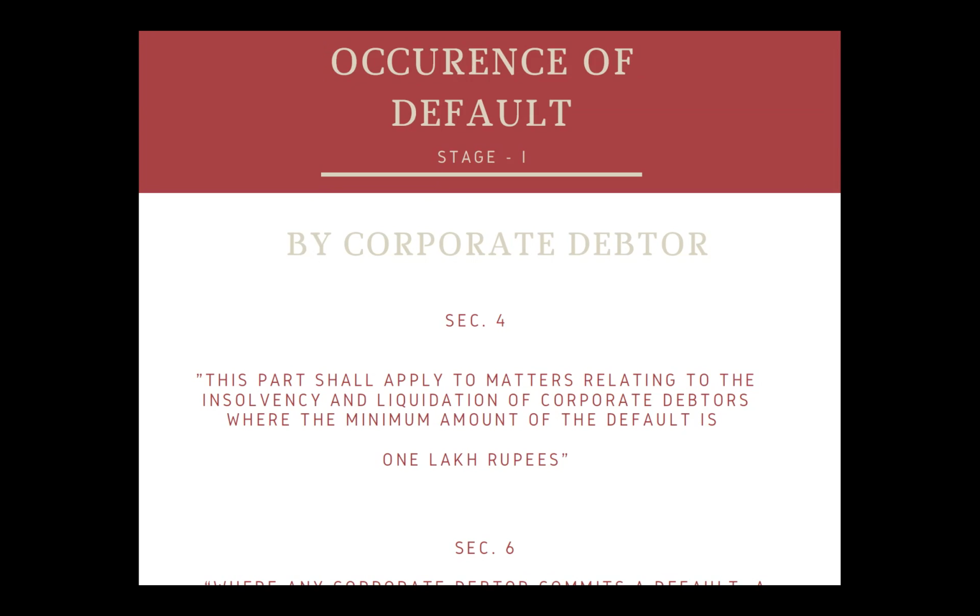Under the code, such a corporate entity that has committed a default is referred to as a corporate debtor. So where a default has occurred by a corporate debtor, now when I say default, what is this default? This is the default which triggers the applicability of this code. So can we say that every amount of default can lead a company into insolvency?